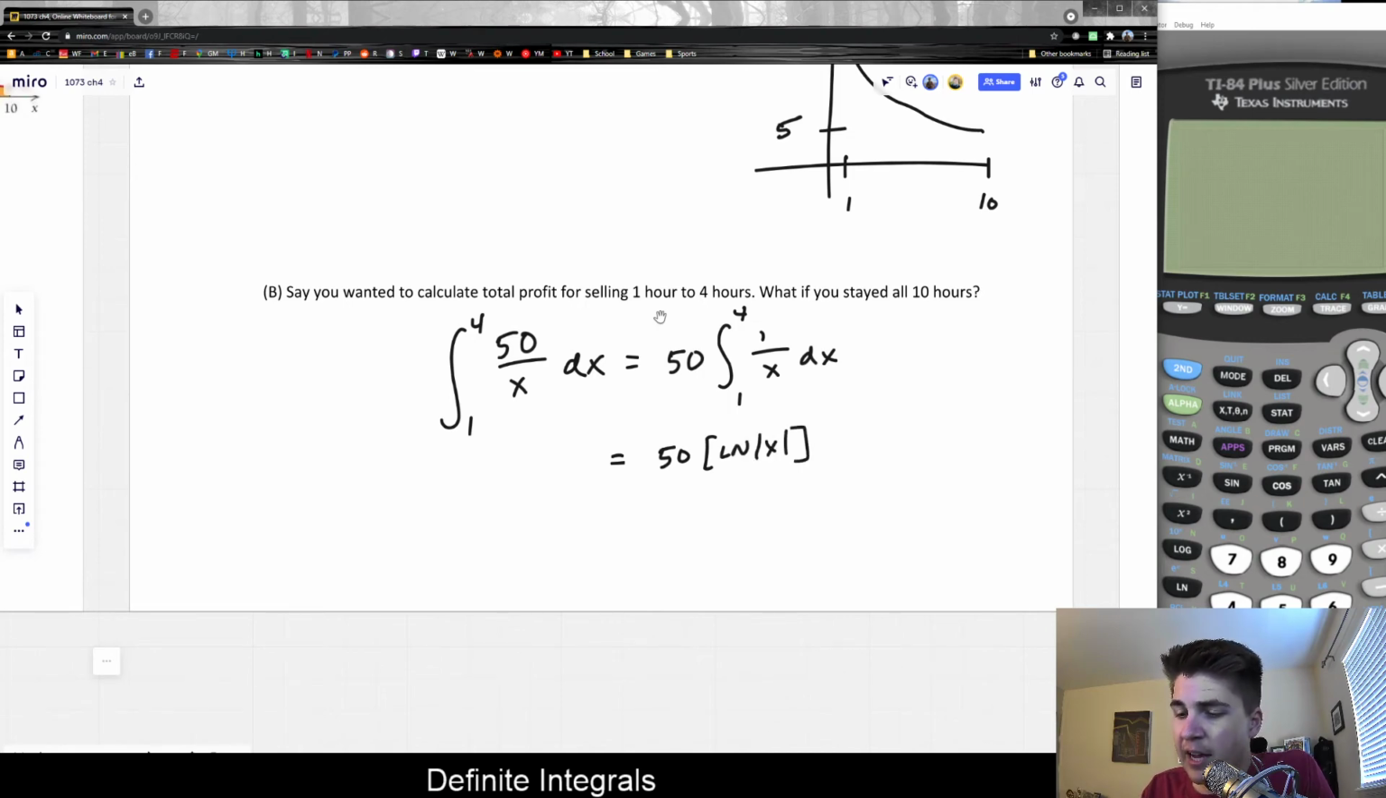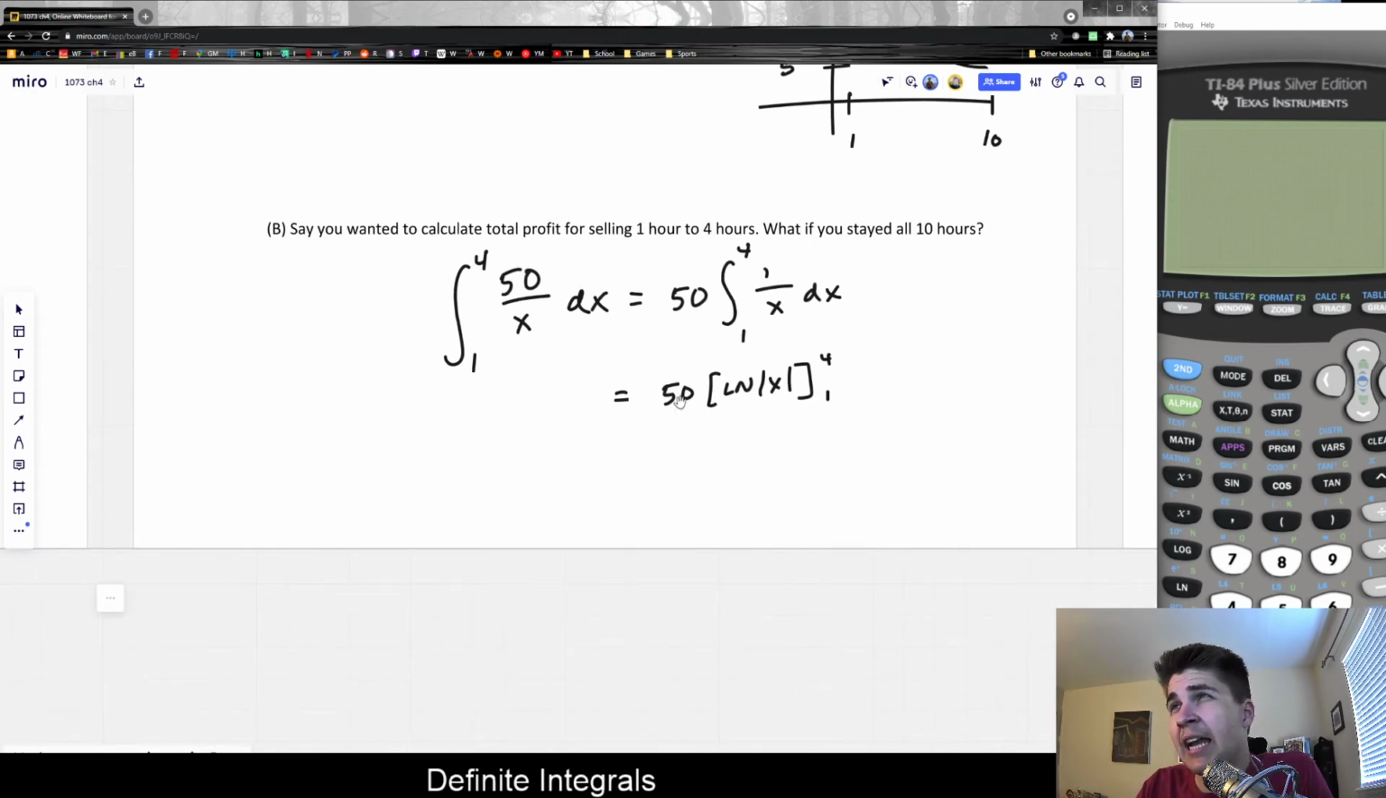But one thing you want to be very careful about is that this 50 is multiplied to the entire antiderivative, which means that as we plug in 4 and then plug in 1 and take those away, I need to make sure 50 is distributed to those two numbers. So I'd have 50 distributed to the natural log of 4 minus the natural log of 1. That's something that's very easy to forget. And the natural log of 1 is 0, so what I would end up with is just 50 times the natural log of 4 exactly.